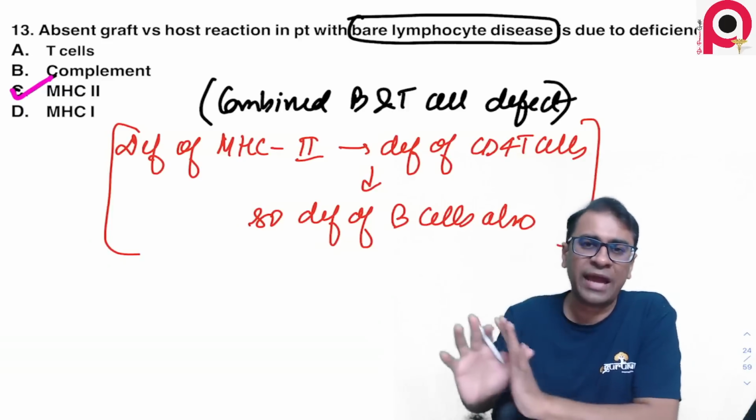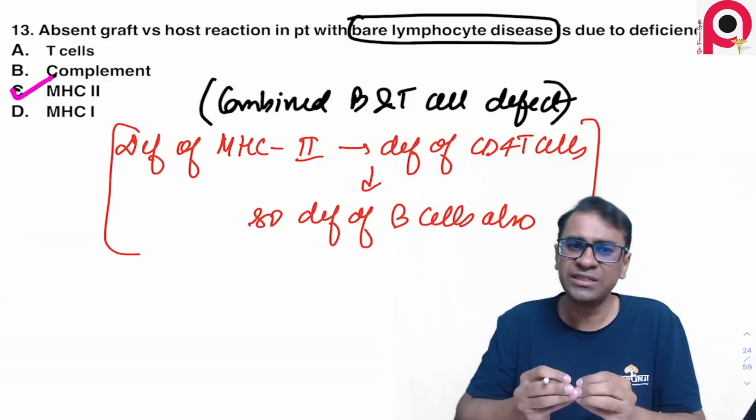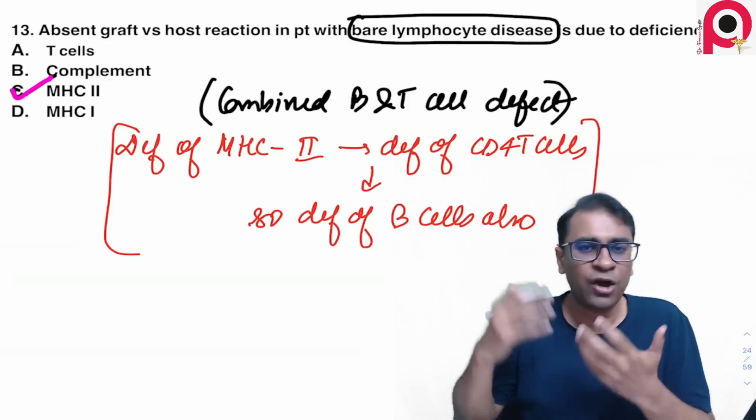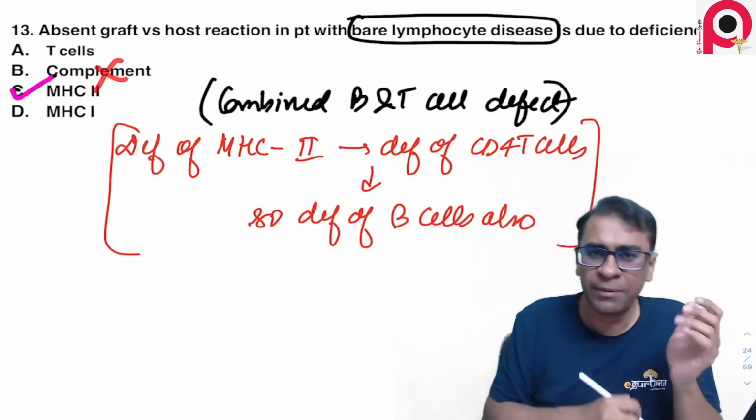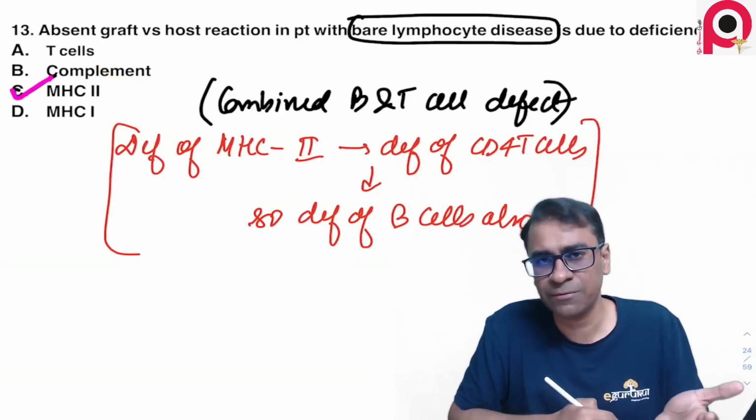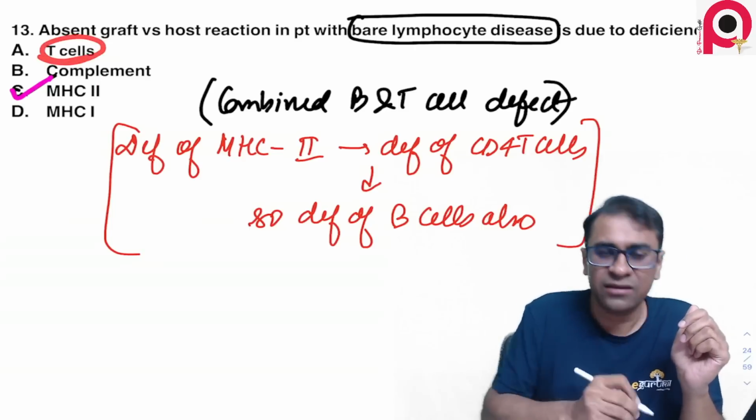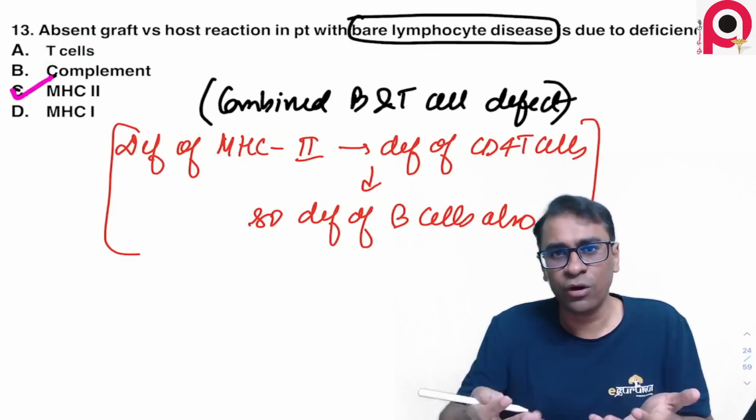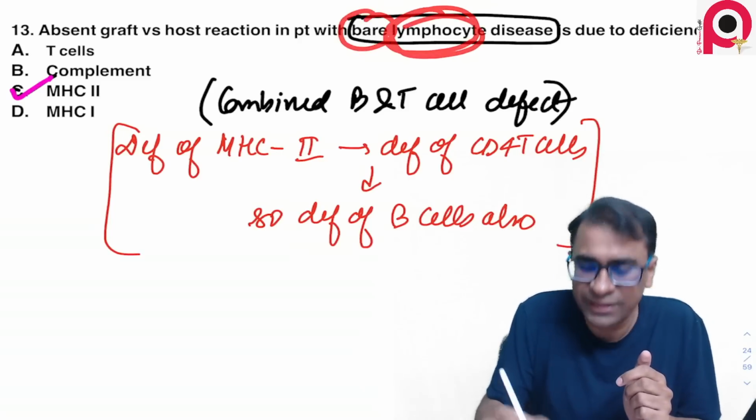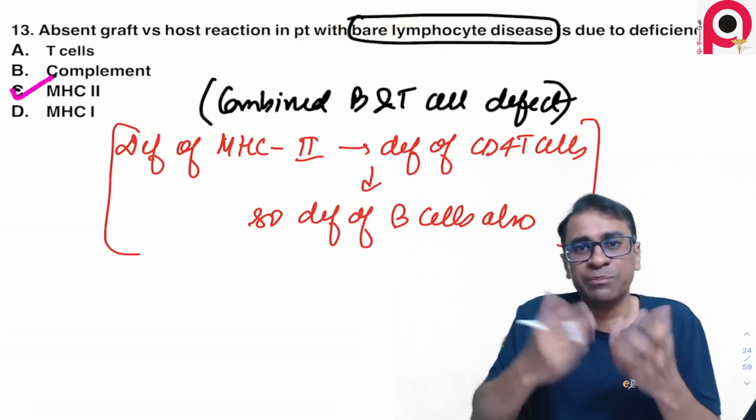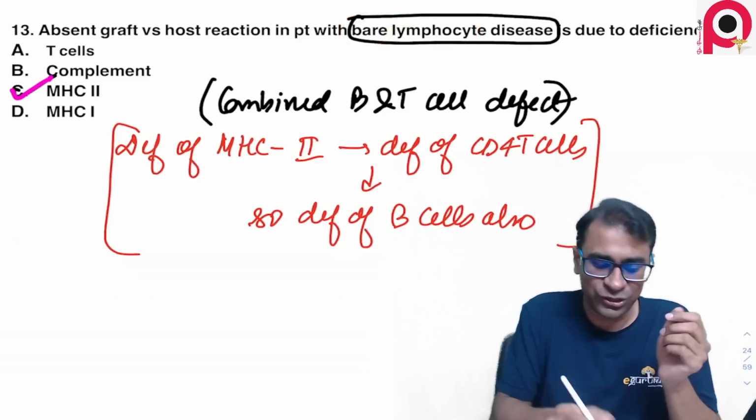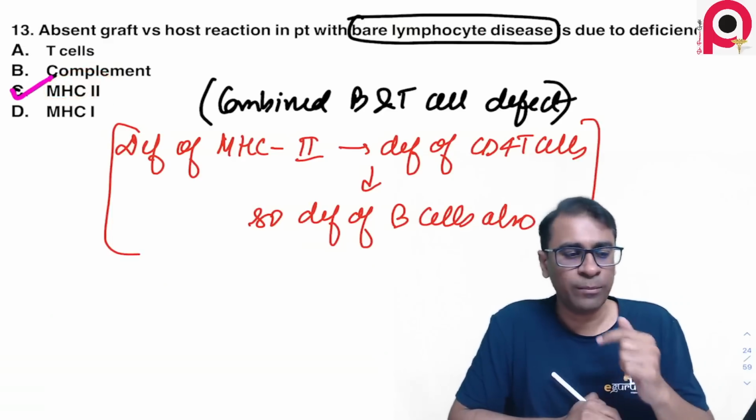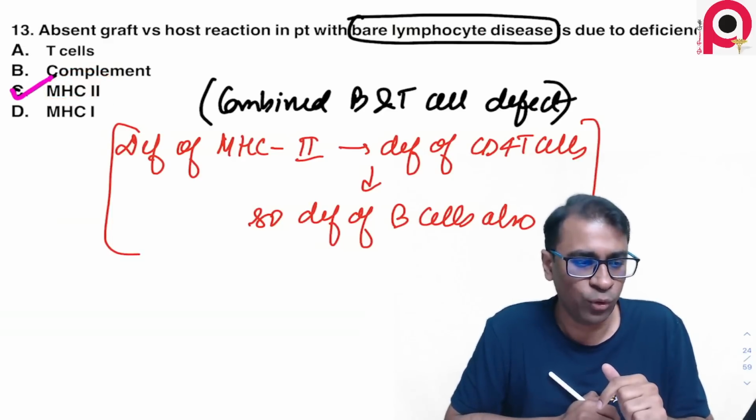So sir, how could we solve this? Basically, look, it cannot be complement, because complement has nothing to do with a lymphocyte. Now if the T cell is absent, there cannot be a lymphocyte at all. So it's called bare lymphocyte. It says the lymphocyte is there, but it's bare. And that is actually an absence of MHC class 2, more than class 1.